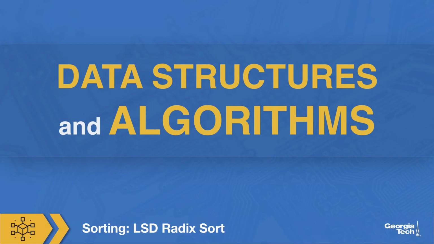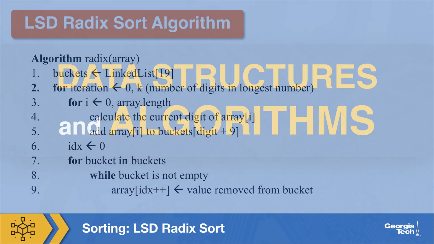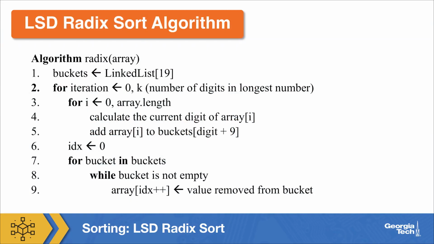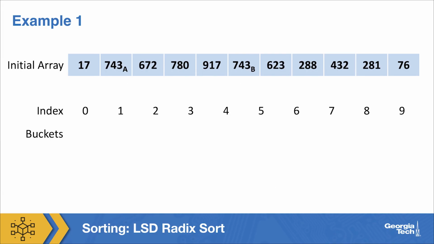In this lesson, we are going to be tracing through the least significant digit radix sort algorithm. Here is a quick review of the algorithm. Here we have an initial data set.